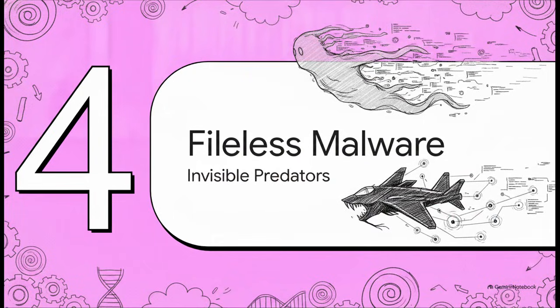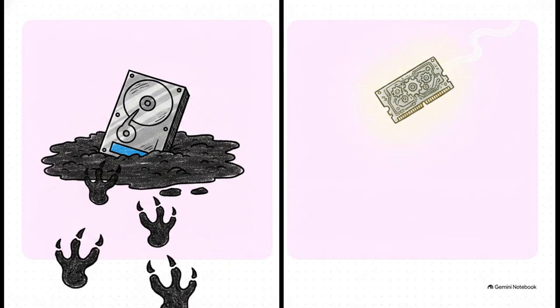Up next is Section 4, Fileless Malware, Invisible Predators. If the rootkit is an immune suppressor, fileless malware is the true phantom of the ecosystem. It is the absolute apex of digital stealth evolution. To understand why, you really have to look closely at its hunting ground.